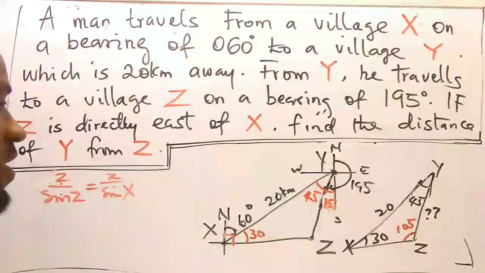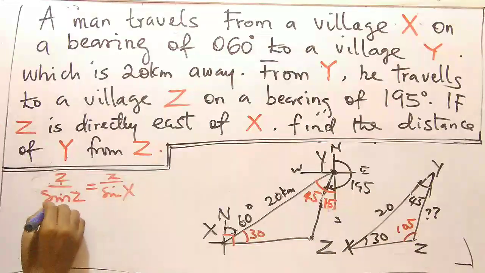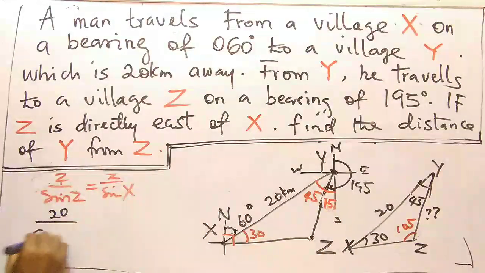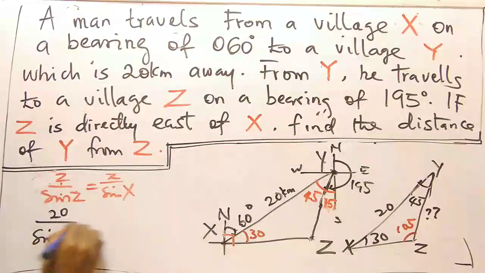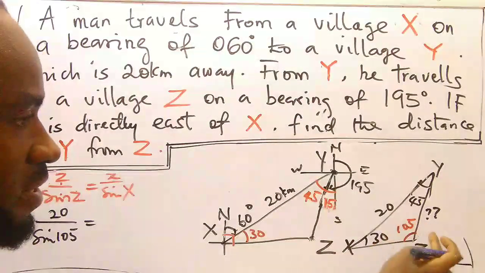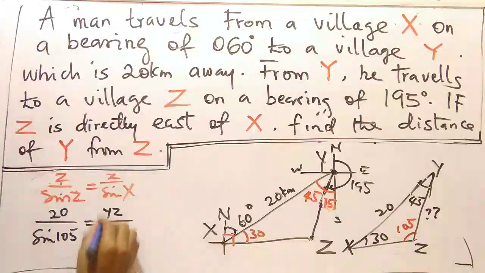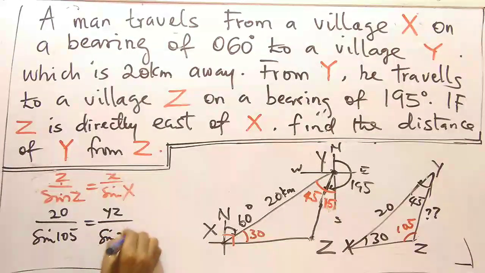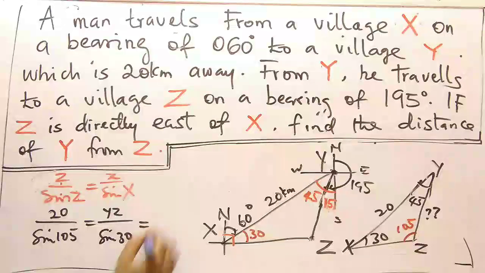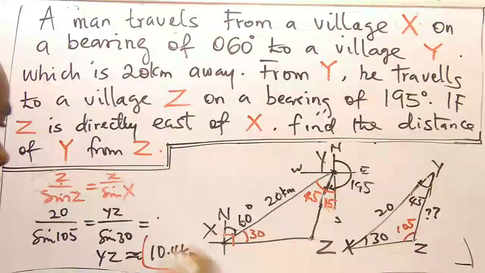Can you see that? So what is my Z? My Z is 20. My big Z is 105. What's my small x? My small x is what we are looking for. That's my YZ. And then my sine big X is sine 30. Okay. Now, if we calculate this using our calculator, we are going to arrive at an answer, and that answer is that YZ will be approximately 10.4 kilometers. And this is our solution.